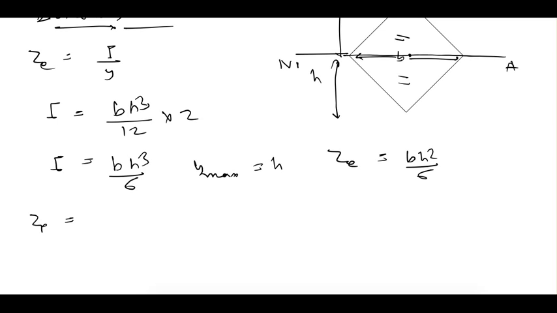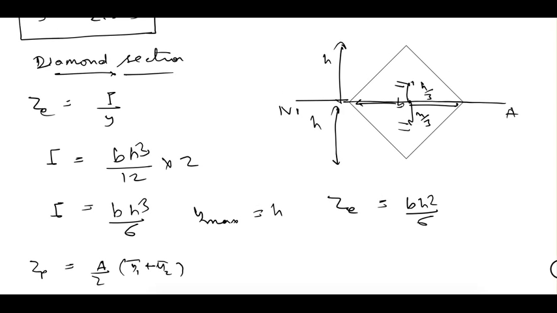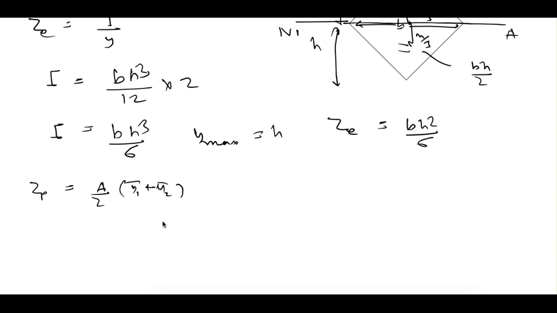and we can find out Z plastic as A by 2 into y1 plus y2. So y1 and y2 from here would be equal to h by 3 plus h by 3, that is 2h by 3, and A by 2 would give us the value of half the area, so half the area would be b h by 2. We can find b h by 2 multiplied by y1 plus y2, that is 2h by 3. So here this value is equal to b h square by 3.